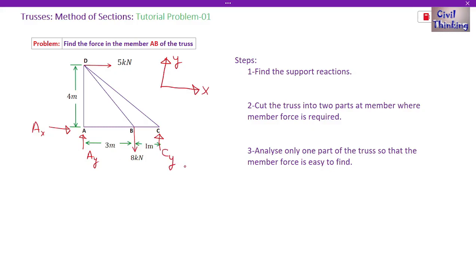Now this is the free body diagram, and we will apply the equations of equilibrium on this truss to find the support reactions. The equations of equilibrium are: summation of forces in the X direction is 0, summation of forces in the Y direction is 0, and summation of moment at any point of the truss is 0. Because this is a 2D truss, and in a 2D structure we have three equations of equilibrium.